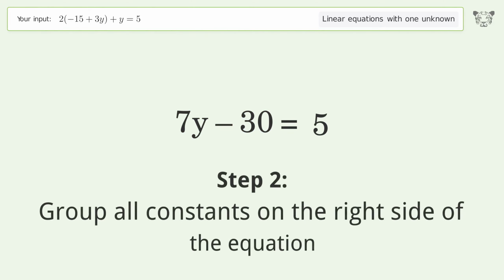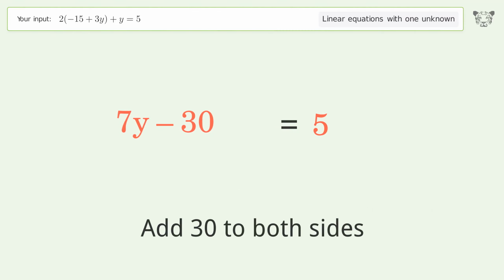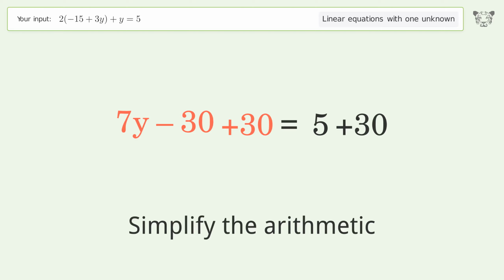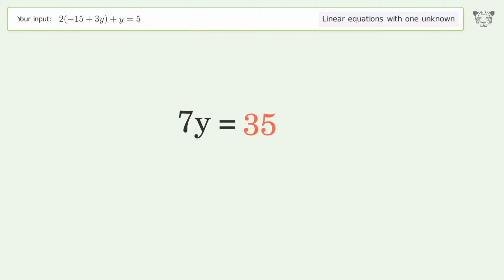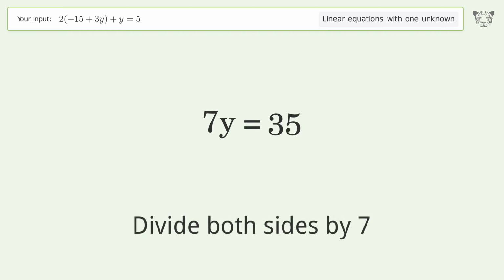Group all constants on the right side of the equation. Add 30 to both sides. Simplify the arithmetic. Isolate the y. Divide both sides by 7.